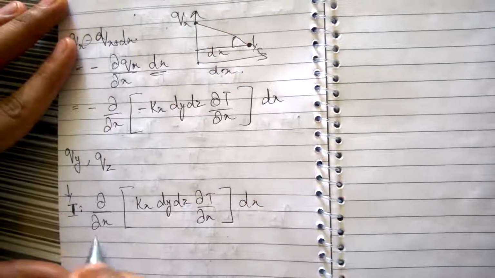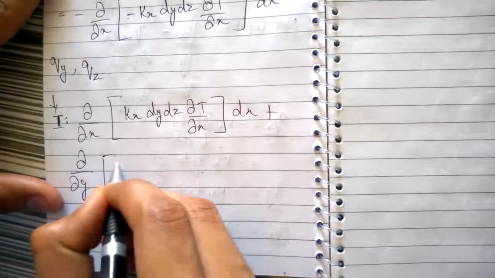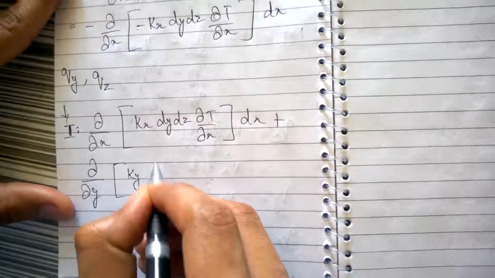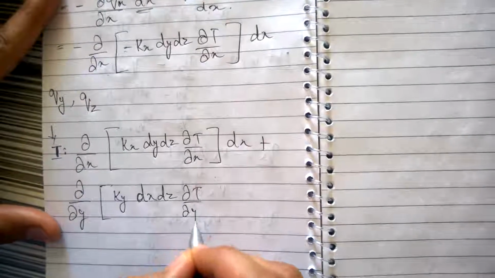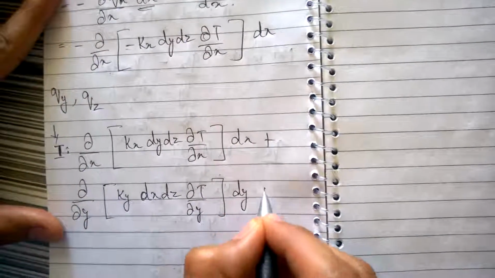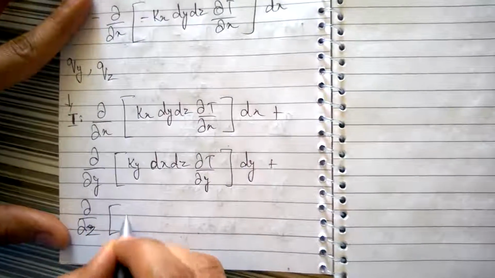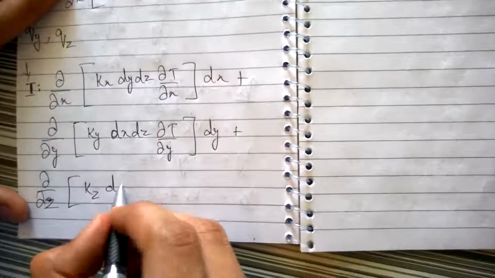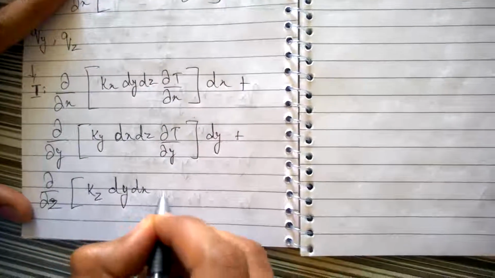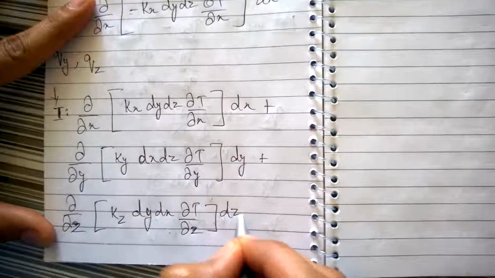Then you will have, with a plus sign, ∂/∂y of ky, you will have dx into dz ∂T/∂y into dy, plus you will have ∂/∂z of kz, you will have here dy dx and ∂T/∂z into dz.